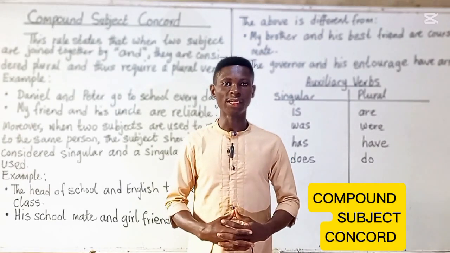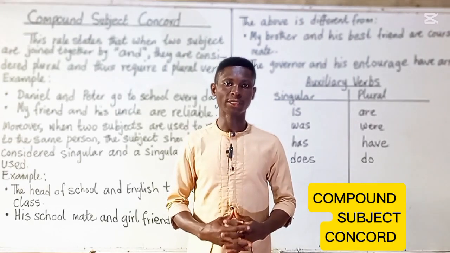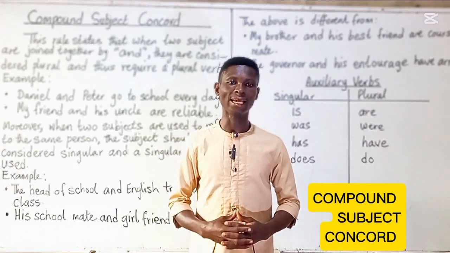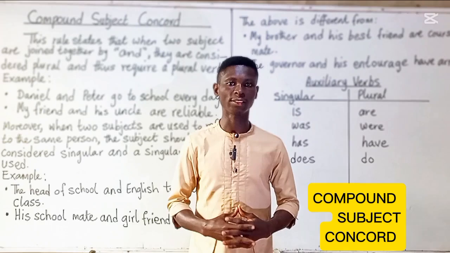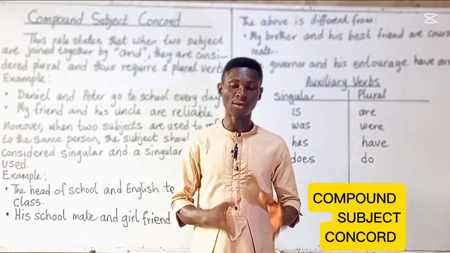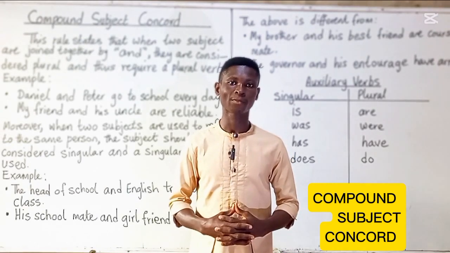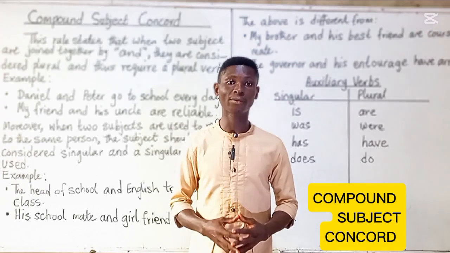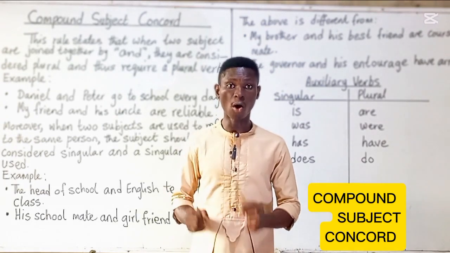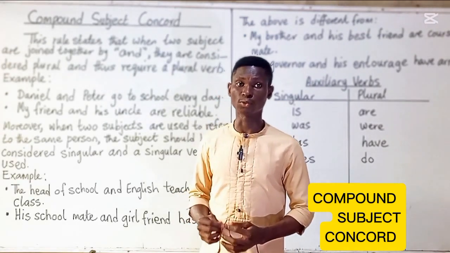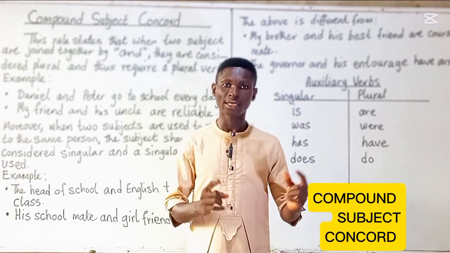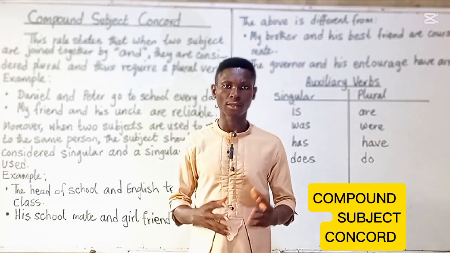I want us to dive into a very important aspect of Concord of English language. That's the agreement between the constituents of a sentence. Today, we want to consider compound subject concord. Previously, we talked about subject-verb concord. Furthermore, on that, we want to dwell on compound subject, a situation where we have a compound subject.